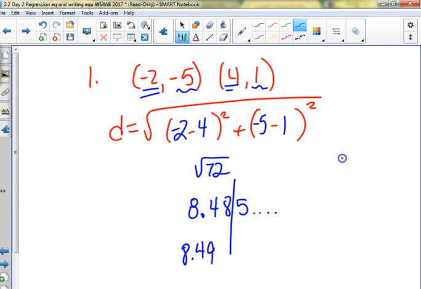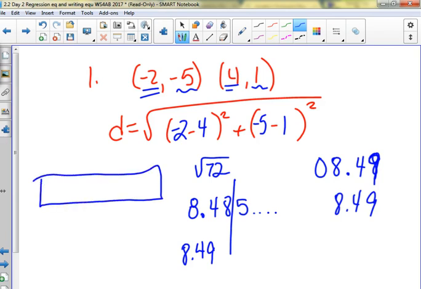Now, on the bubble sheet you've been given, the decimal point is already there. So you could either go 0.849. Yeah, it should be 49, thanks. Or you could just leave the first one blank and do 8.49. On the actual SAT, you'll just have a bunch of blanks.